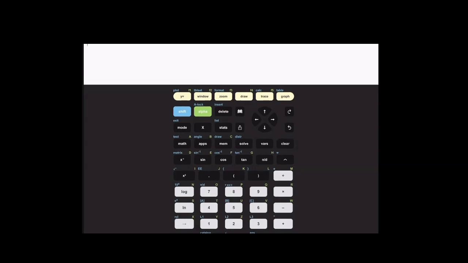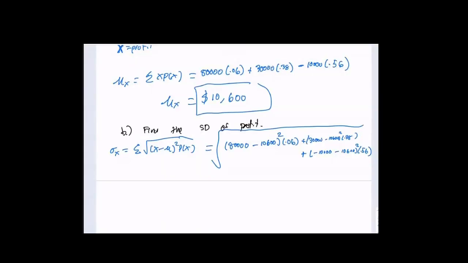Enter. That is not my answer. It's a big number. Now take the square root of that. If you want to do the square root on all of it together, you could do that. $25,877.40, which is a big standard deviation. So there are big swings. In other words, you can win big and you can lose. So there's a very large standard deviation.